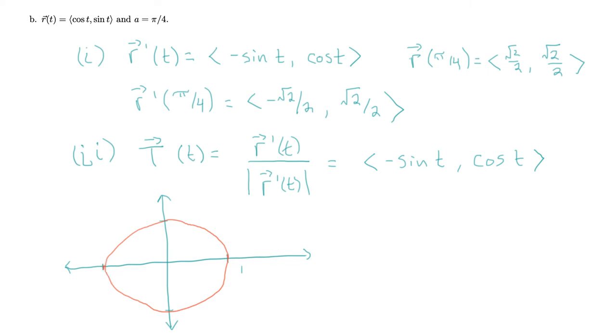Okay, and then our position vector, pi over 4, is going to go here to root 2 over 2. So here's our pi over 4. And then our derivative vector is going backwards to the left and up. It's going to be tangent to the curve going that way, so there's r prime of pi over 4, that vector right there.